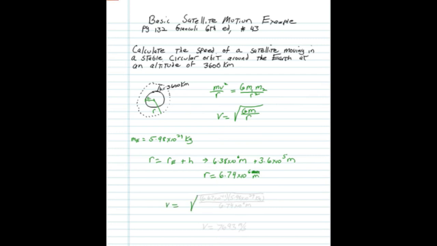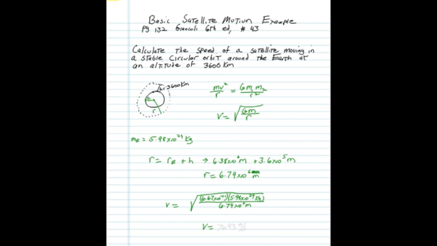v equals square root. G is 6.67 times 10 to the negative 11th. M is 5.98 times 10 to the 24th kilograms. And R, 6.74 times 10 to the 6th meters. So if I do this, 6.67 E negative 11 times 5.98 E 24 divided by 6.74 E 6, and I take the square root.